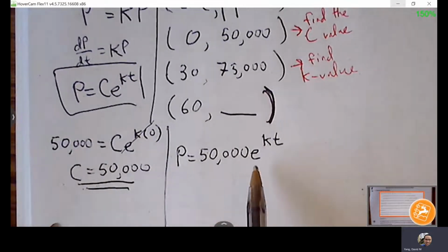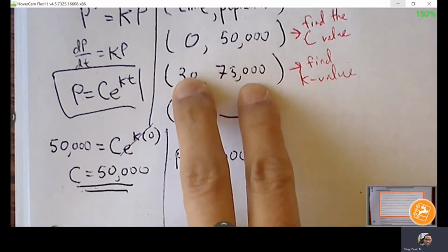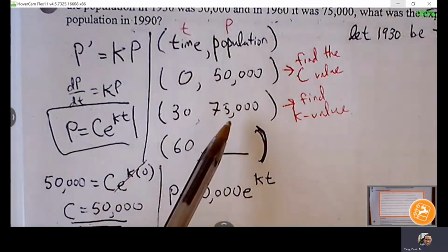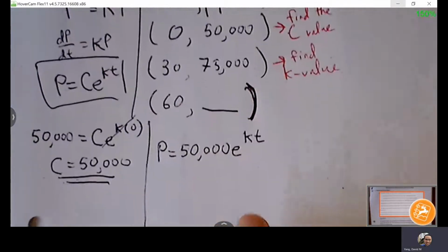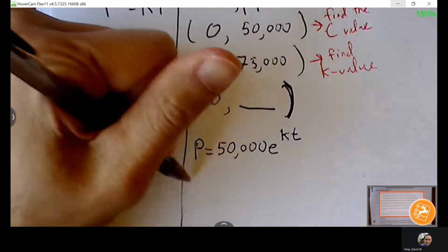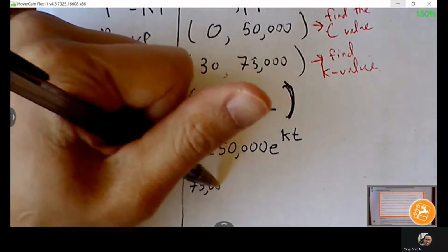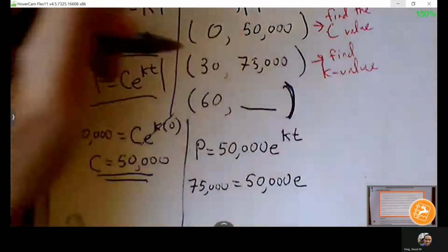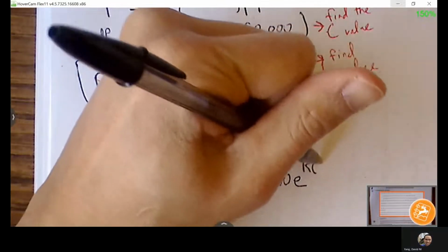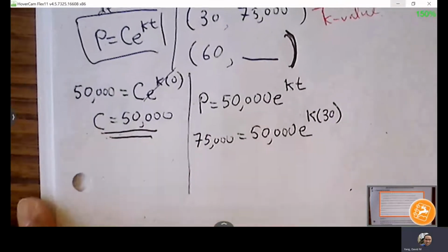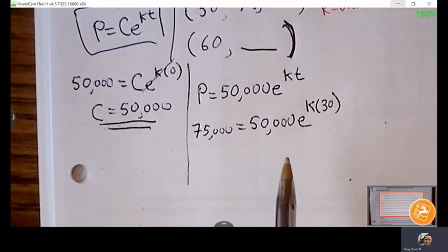Okay, once we have our updated information, we're going to move on to our second piece of information. We have our second ordered pair. We can enter 30 in for T, 75,000 in for P, and that should allow us to isolate that K. Let's try that. Okay, our goal is to solve for K, but there are some things that we can take care of first. What should we do first?